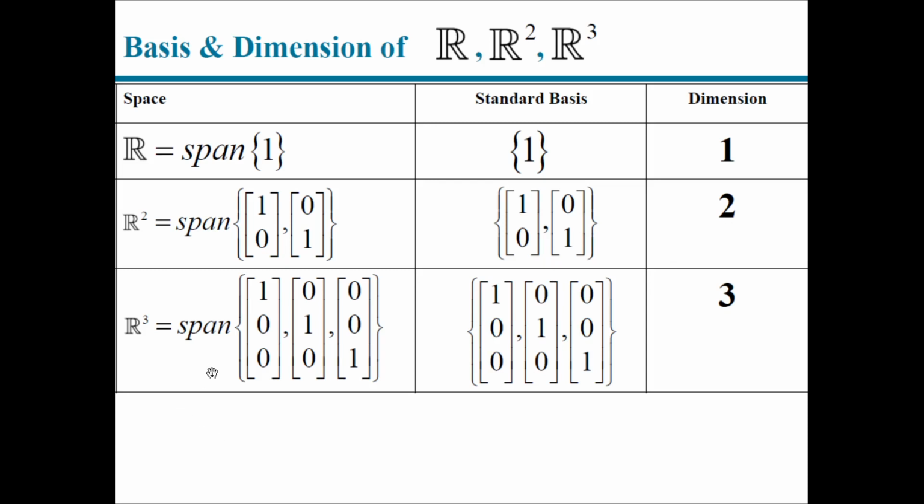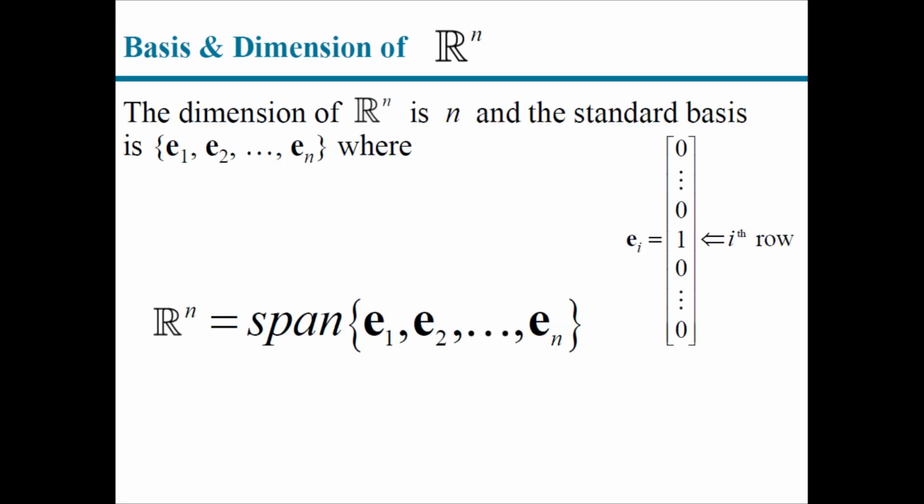For R3, well, R3 is the span of these 3 vectors here, the standard basis. So this is a basis for R3. So there are 3 people inside. So the dimension of R3 is 3. Dimension is just the number of people in a basis. That's all. So for Rn, the dimension is n because we have n standard vectors. So Rn is a linear combination of n standard vectors with n components inside.